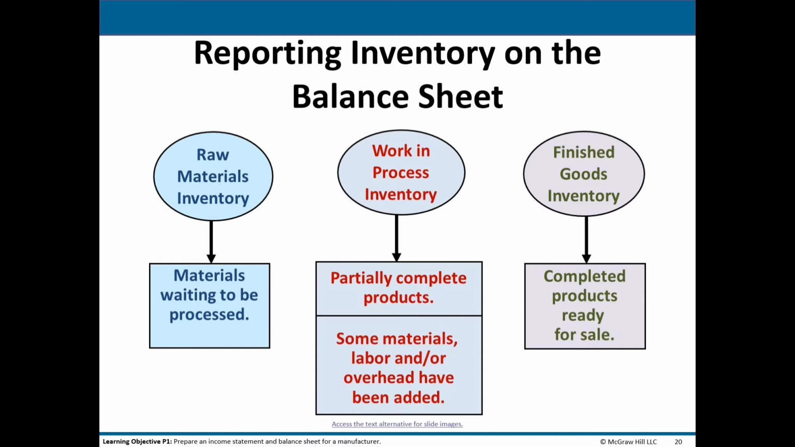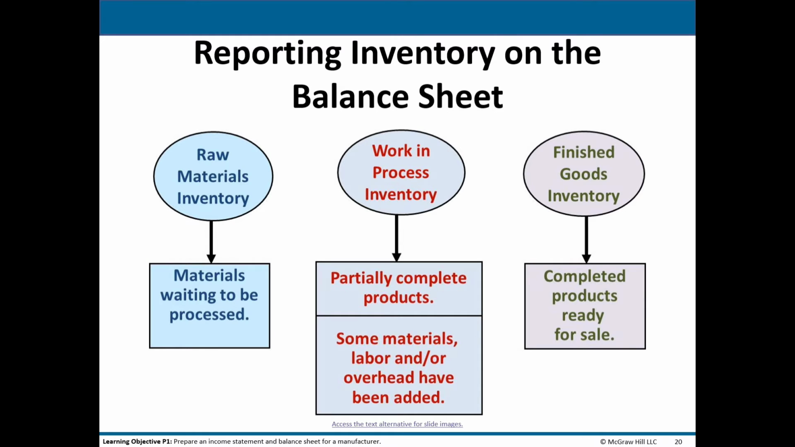So manufacturers report 3 types of inventories on the balance sheet: raw materials, work in process, and finished goods. Raw materials inventory is the cost of materials a company acquires to use in making the products. Raw materials that are cost effectively traced to a product are called direct materials, and those are included in the raw materials inventory balance on the balance sheet.